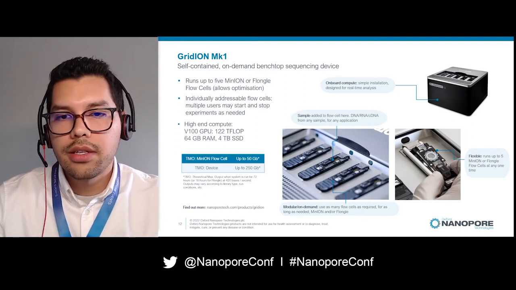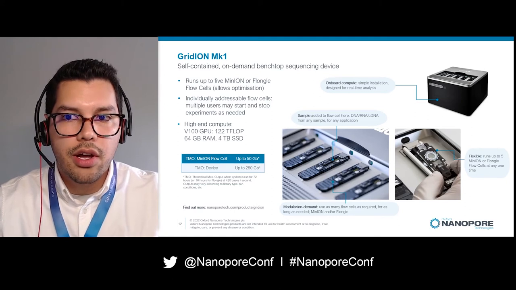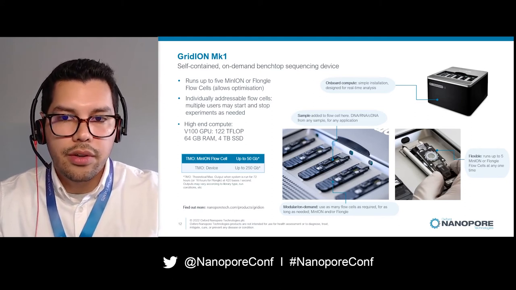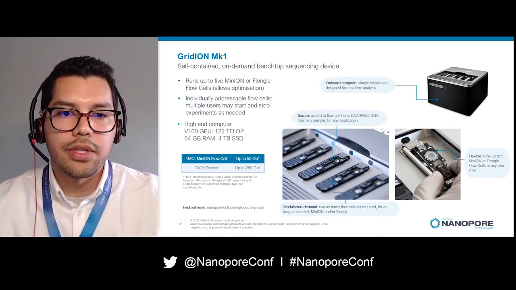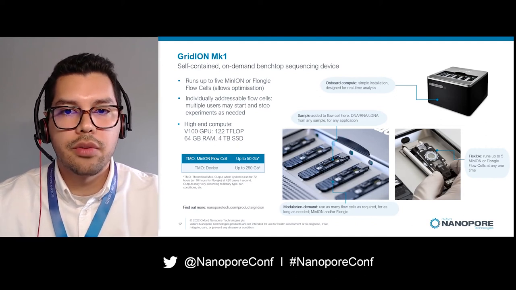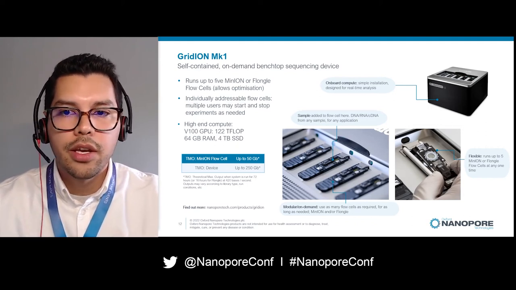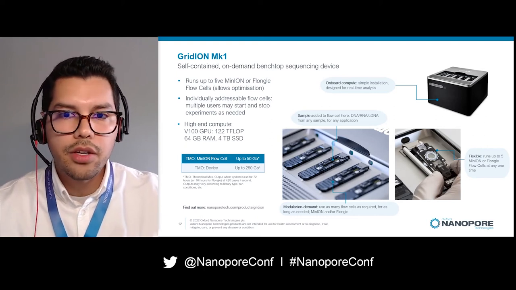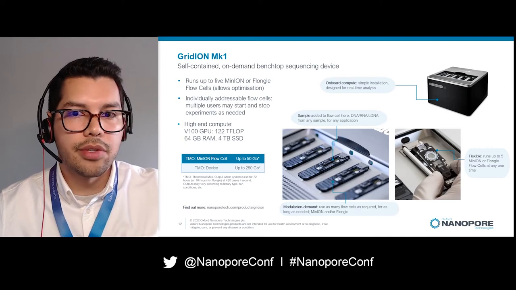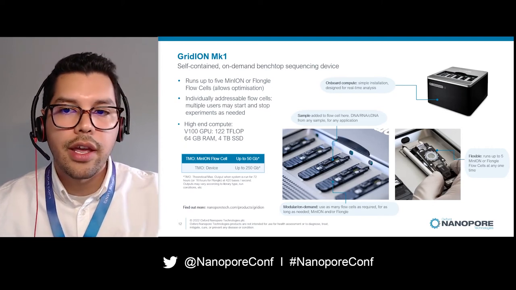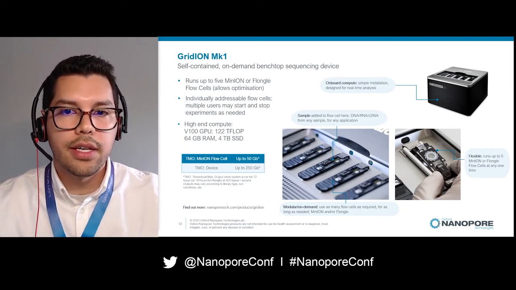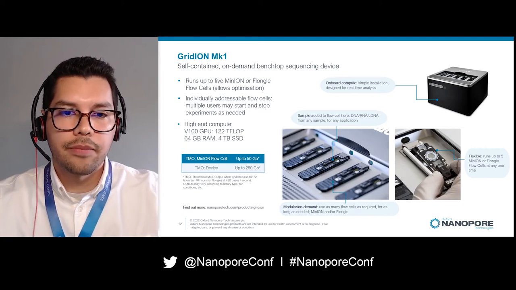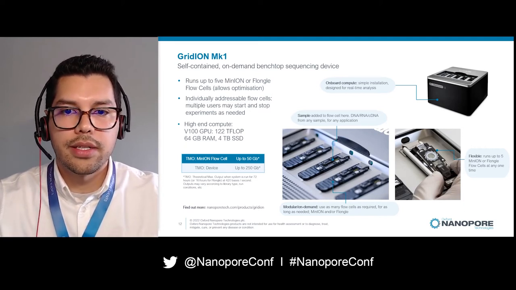Note that you can stop and start each position on demand without requiring you to fill the device to capacity with five flow cells to sequence. So this gives you the most flexibility possible. You can start one experiment on one flow cell today, start a different experiment with a different sample tomorrow in another position, and you can even group multiple flow cells into one experiment within the UI quite easily.